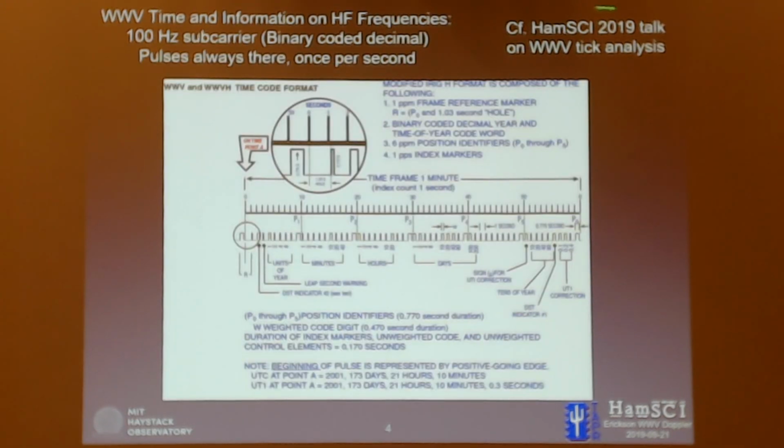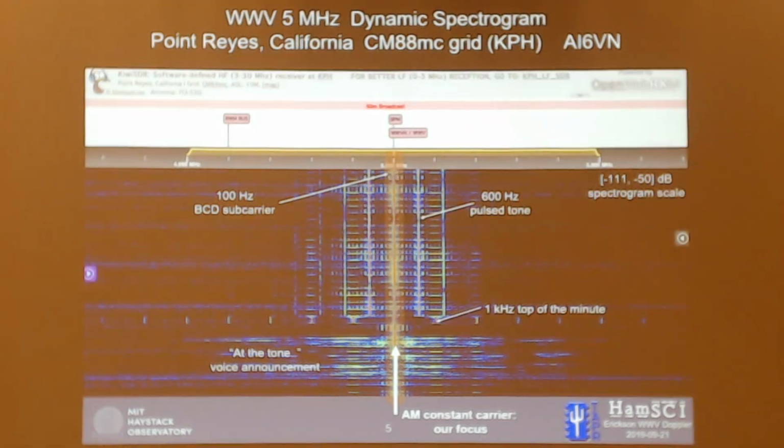If you go to HamSCI 2019, for those of you who weren't there, I gave a whole talk on looking at the ticks at the 100 hertz subcarrier and finding out that there was ionospheric signal on that. We're doing more work with that. That's not the subject of this talk, but WWV has many features, and you can also use that to do ionospheric research. In this case, though, we're going to concentrate on the carrier.